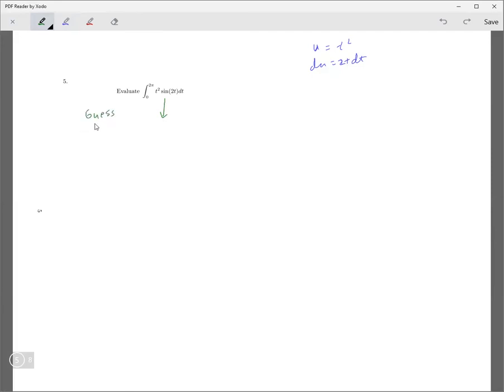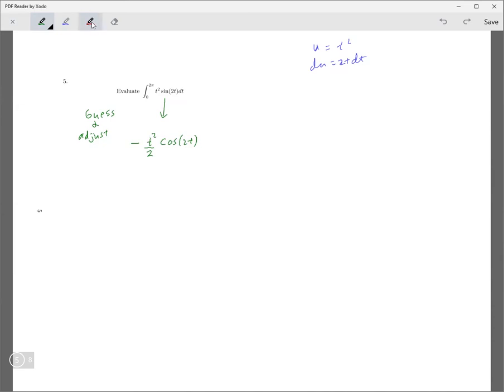So this is maybe guess and adjust. Maybe we'll call that the guess and adjust method. Okay, so here's what happens. If I take the derivative of cosine 2t, I'm going to get -2 sine 2t. The negative reduces there, and I'll have a 2 coming out, which will take that 2 out.